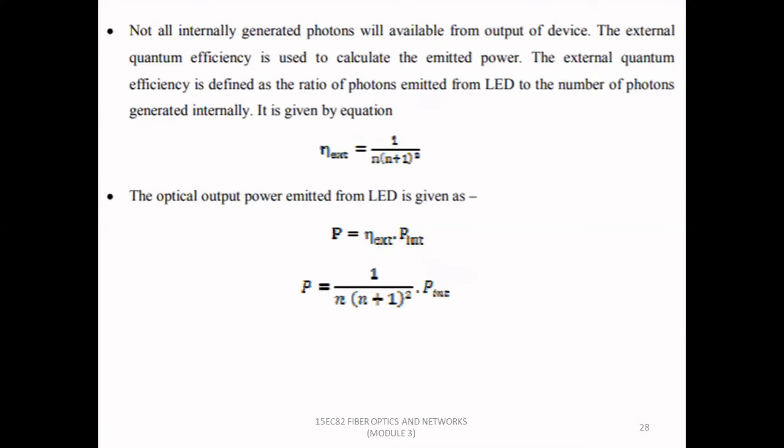Not all internally generated photons will be available at the output of the device. The external quantum efficiency is used to calculate the emitted power. The external quantum efficiency is defined as the ratio of photons emitted from the LED to the number of photons generated internally. It is given by the equation eta ext equal to 1 divided by n into (n plus 1) squared. The optical output power emitted from the LED is given as P equal to eta ext times P int, so P equal to 1 divided by n into (n plus 1) squared into P int.